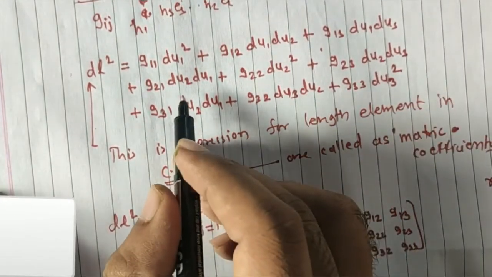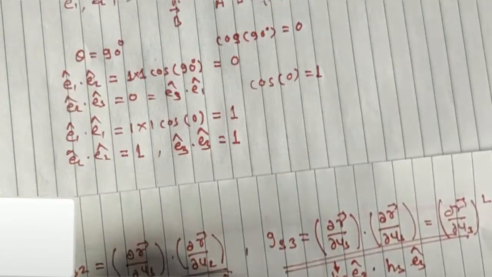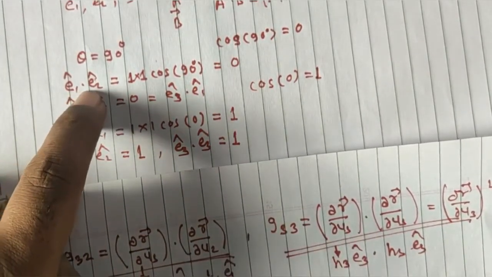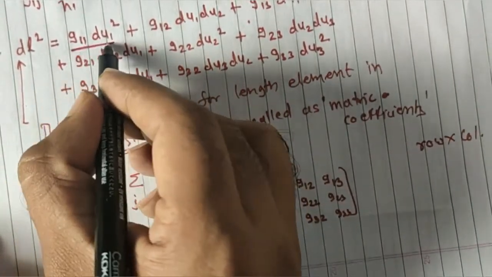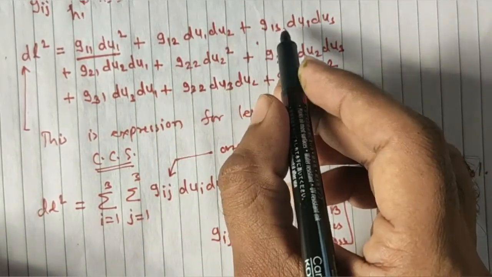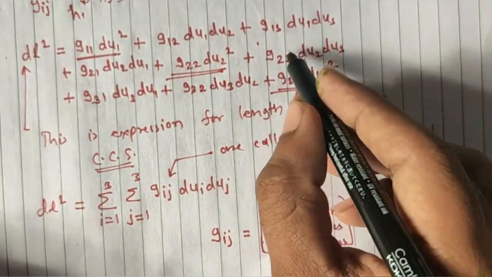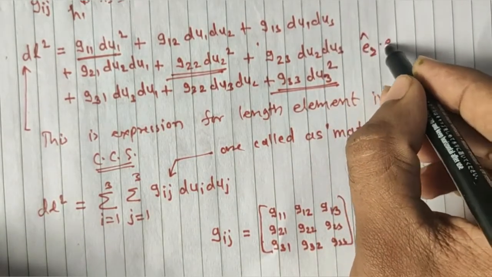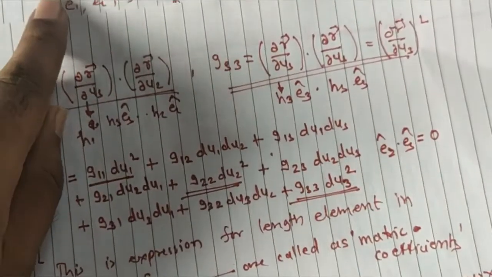What we see is that when there is a dot product with itself, that term survives. Dot product with itself gives us 1, and dot product with another gives 0. So you can see there is g11, so this term is going to survive. g12 is not going to survive. g13 is not going to survive. This one is also going to survive, and this one is also going to survive. Others are not going to survive because we have seen e2 cap dot e3 cap is 0 in an orthogonal coordinate system.